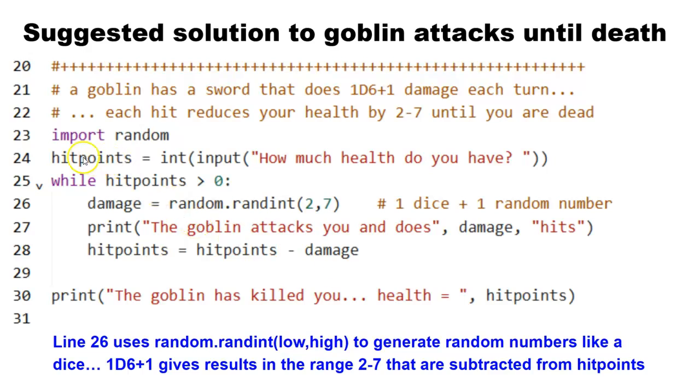So what we want to do is, we find out how many hit points you've got, and then while your hit points is bigger than 0, so you're still alive because you've still got some hit points left, we're going to let a goblin do some damage to you. Now it says here it's a 1d6 plus 1. That means you roll a dice and you add 1 to it. And if you roll a dice and add 1 to it, that gives you a number in the range of 2 to 7. Okay, so the plus 1, instead of being 1 to 6, makes it 2 to 7. So we're going to use random.randint, 2 to 7 is the damage. And we're going to keep doing damage until you're dead.